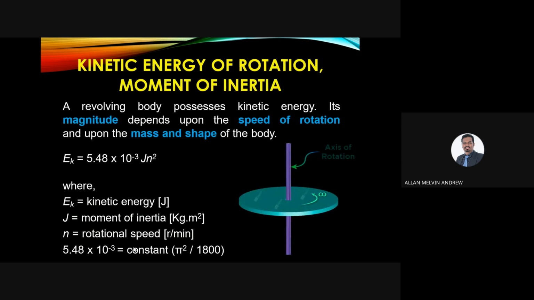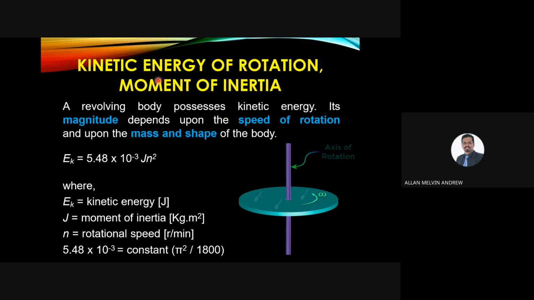Earlier we have seen the kinetic energy for the linear motion. Now we see it for rotational motion, rotation, where we call it the moment of inertia. A revolving body, meaning a rotating body, also possesses a kinetic energy. Whenever there's a movement, we have a kinetic energy. The magnitude, meaning the value of kinetic energy, depends on the speed of rotation, how fast it rotates, and also the mass and the shape of the body.